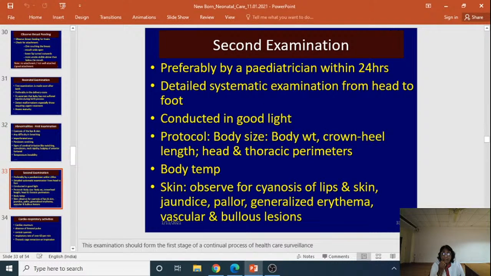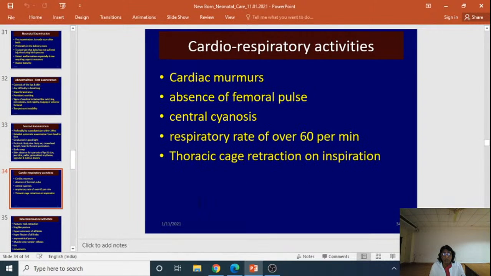Then second examination is usually done by the pediatrician within 24 hours. He conducts examination in a good light, and there is a protocol. He has to see for the size, weight of the baby, crown to heel length, head and thorax parameters, and body temperature. Then of course the color I told you all.